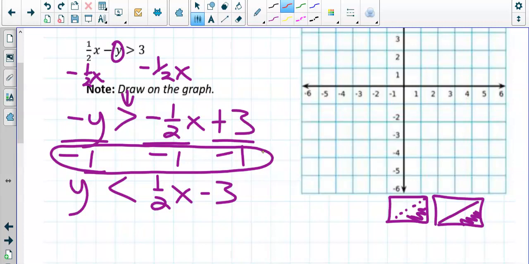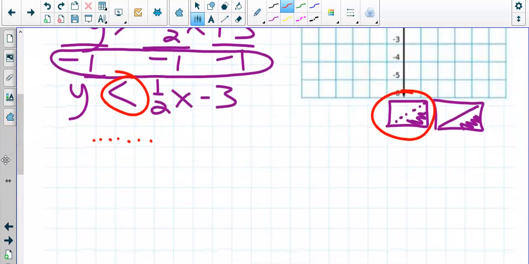So notice one of the big differences between these two things is one is solid, one is dotted. That's based off of the symbol. Since we just have less than, which symbol should we be using? The dotted or the solid? The dotted. So when we go to graph, make sure that you choose this box to graph. Okay? And so let's go ahead and start graphing.